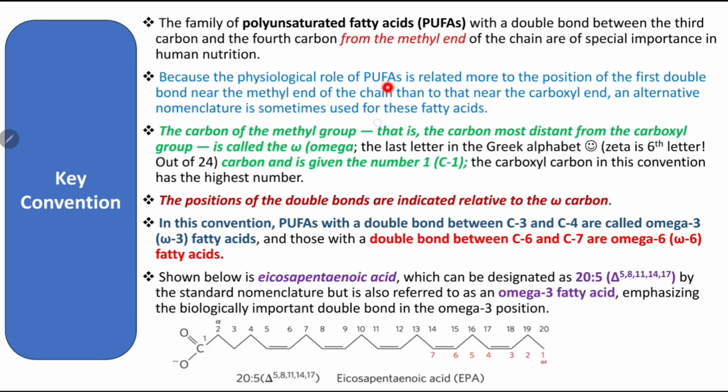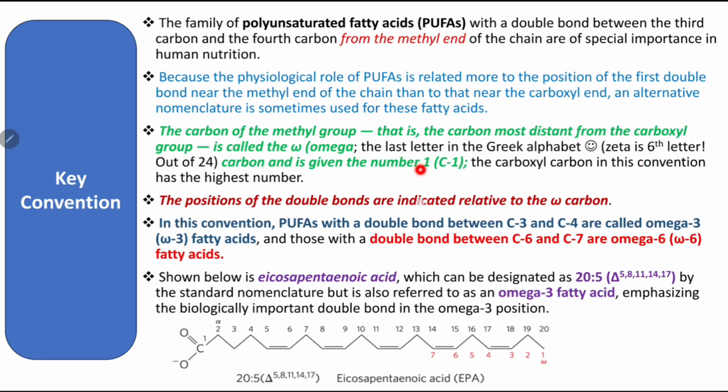It has something to do with the physiological role of the polyunsaturated fatty acids, right? Than the double bond that is near the carboxyl end. And that is why the alternative nomenclature is used for these fatty acids. The carbon of the methyl group, the carbon most distant from the carboxyl group, is omega. Omega is the last letter in the Greek alphabet. There are 24 letters in the Greek alphabet, and surprisingly zeta is just the sixth letter.